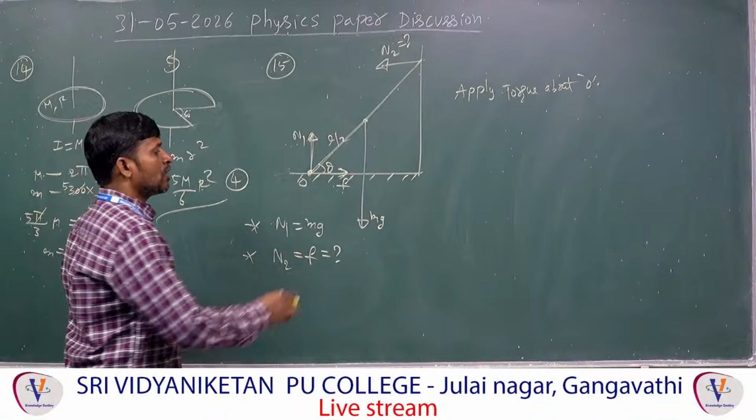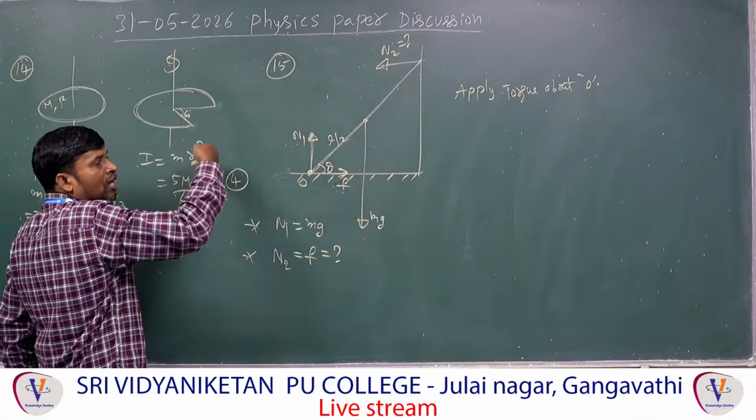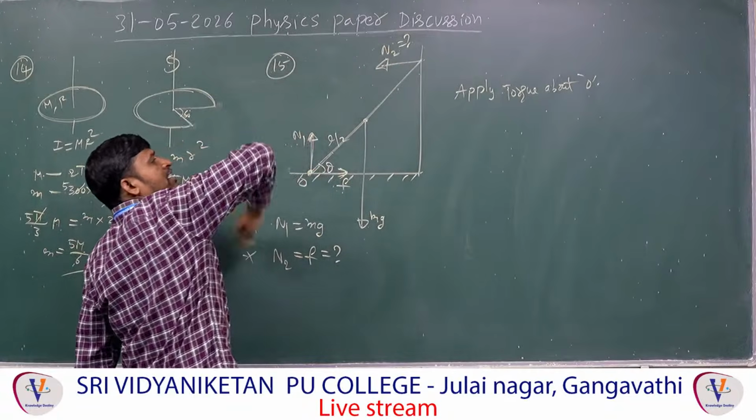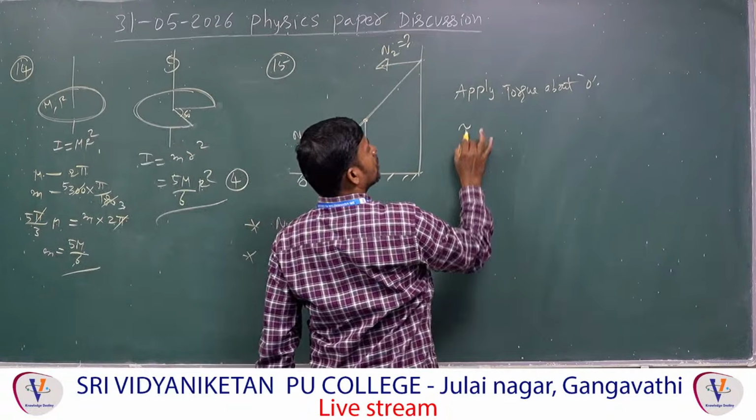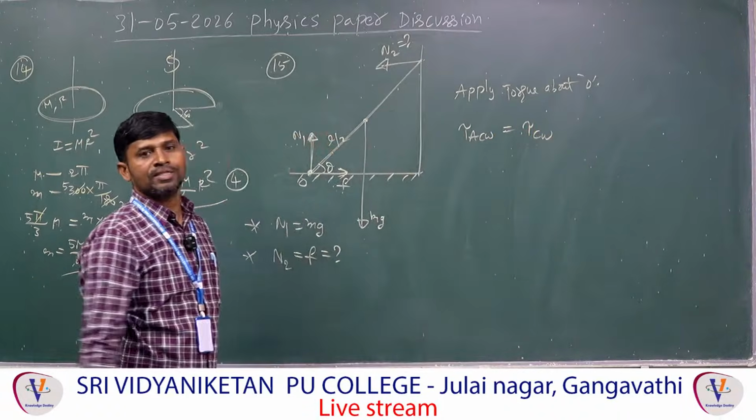What is the remaining? Only mg and N2. By this mg, torque is acting clockwise. By this N2, torque is acting anti-clockwise. So torque due to the anti-clockwise is equal to torque due to the clockwise.